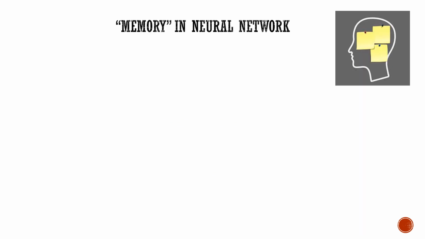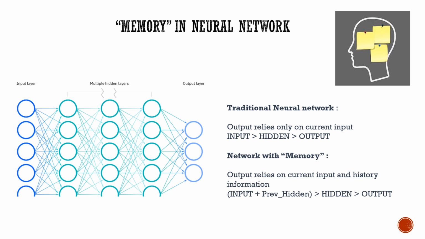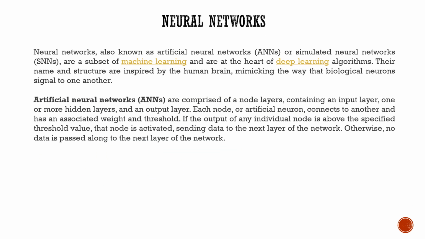A neural network with a memory works in the same way. Its output relies on the current input and the history information, whereas in a traditional neural network, the output relies on the current input itself. On the left, we can see a basic layout of a neural network, which includes the input layer, multiple hidden layers, and the output layer.